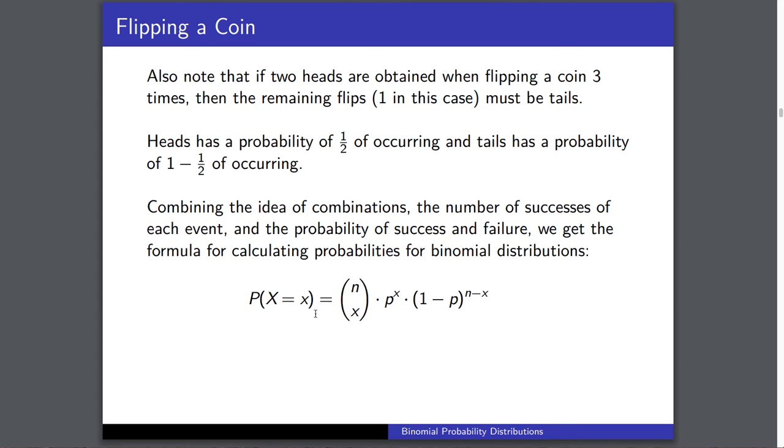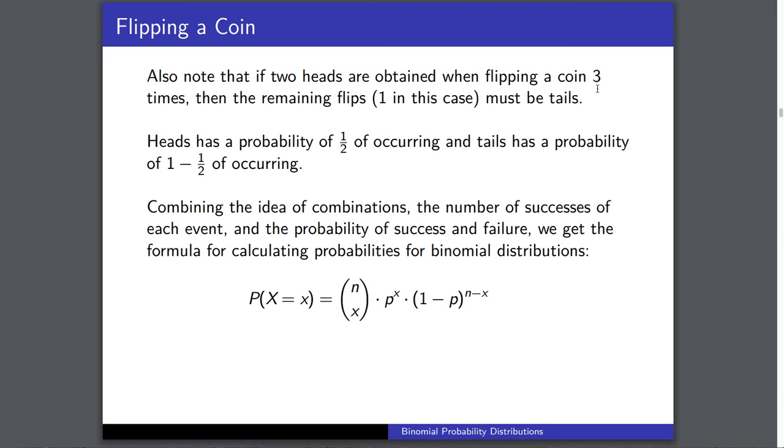It is going to be equal to, here's our combination with n and x, so that's the heads and tails order doesn't matter, times our probability of success raised to the x power, because we want it to happen x number of times, like 2 times flipping the coin, times the probability of failure, which is 1 minus p, and sometimes courses use a q instead of 1 minus p, so if you see q, it means the same thing, to the power of the total number of trials minus the number of successes.